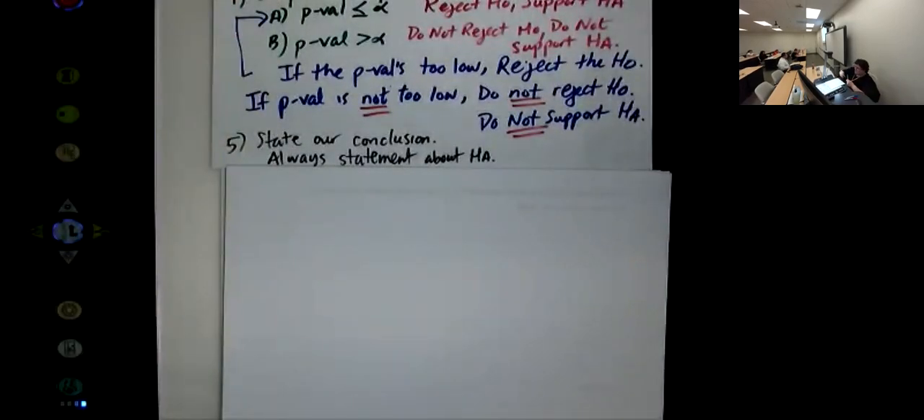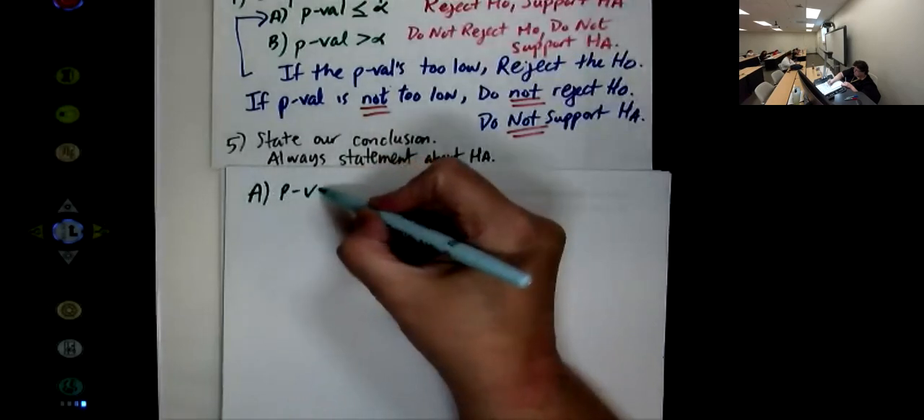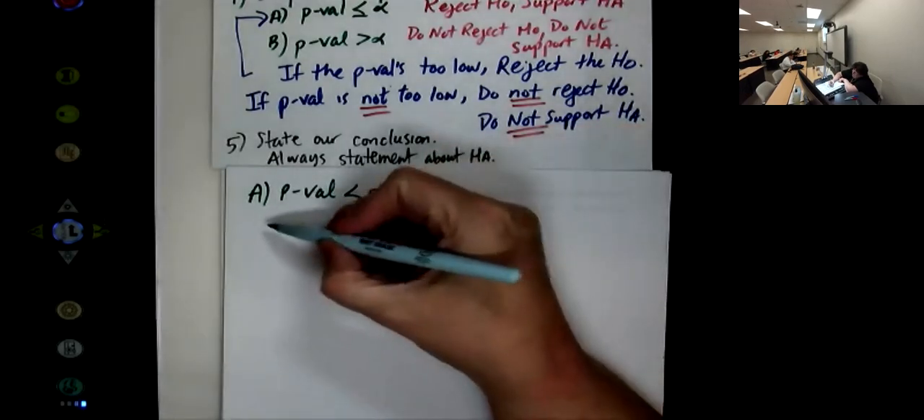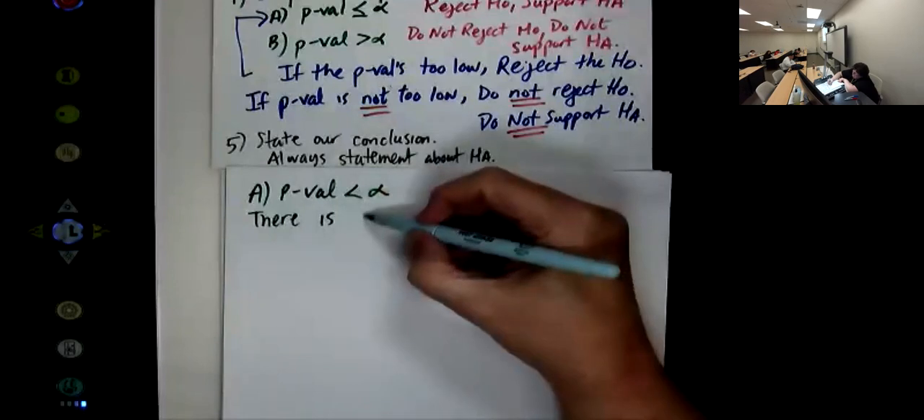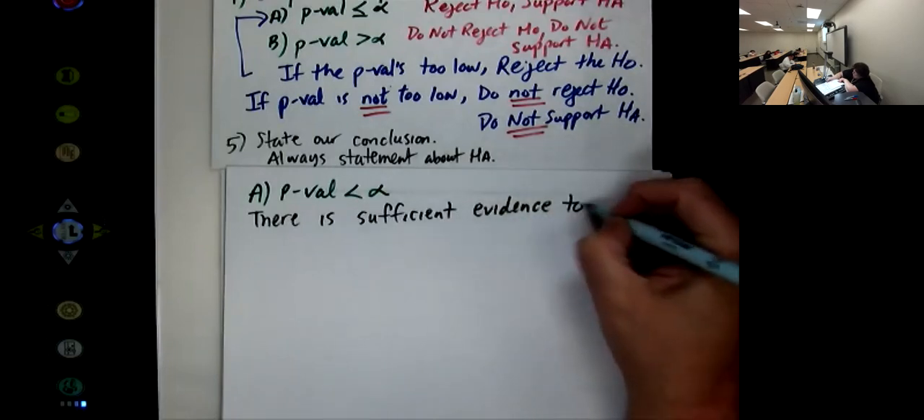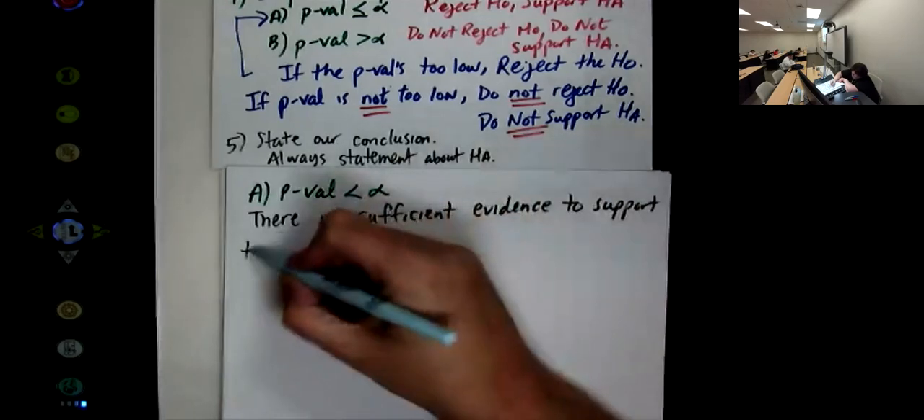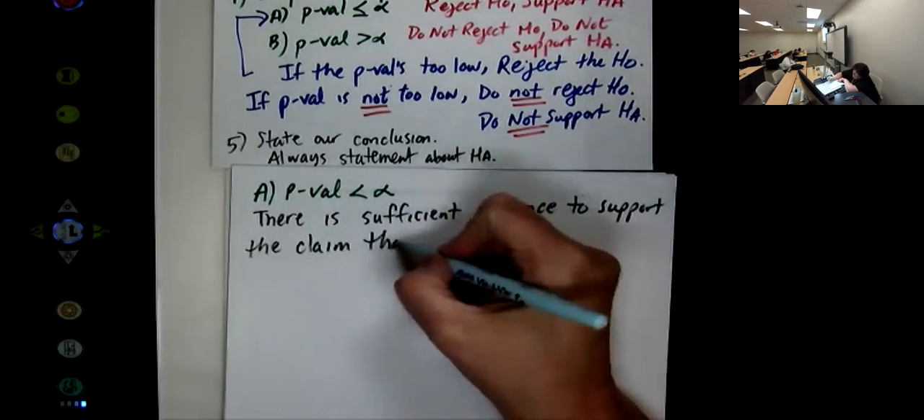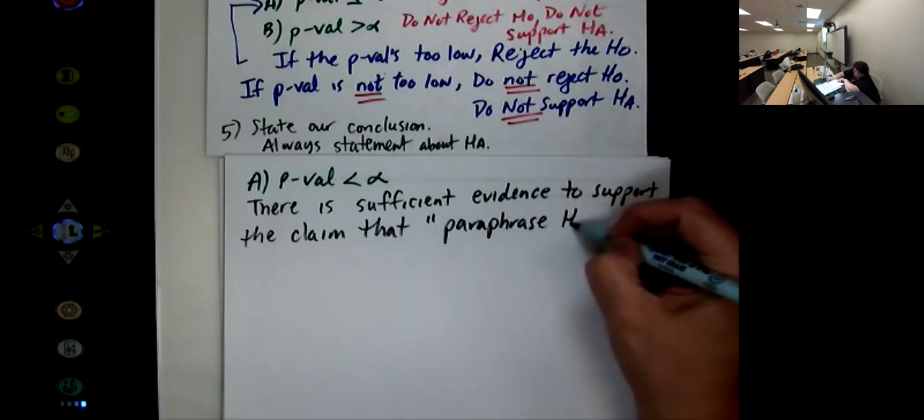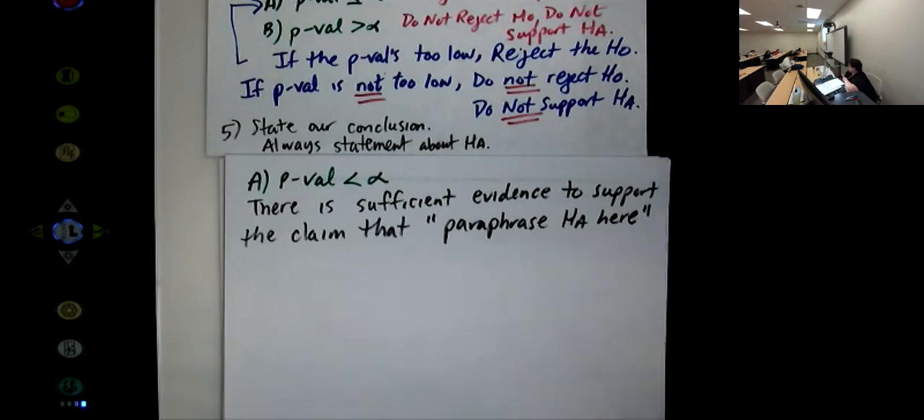All right, so what possible statements can we have? If the p-value is less than alpha, we reject H-naught, we support HA. Support means there is sufficient evidence to support the claim, and then basically paraphrase HA here. In words, whatever words you translate, and oftentimes you can copy and paste directly from the question.